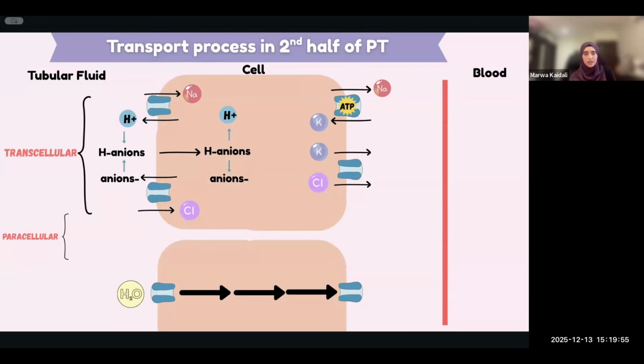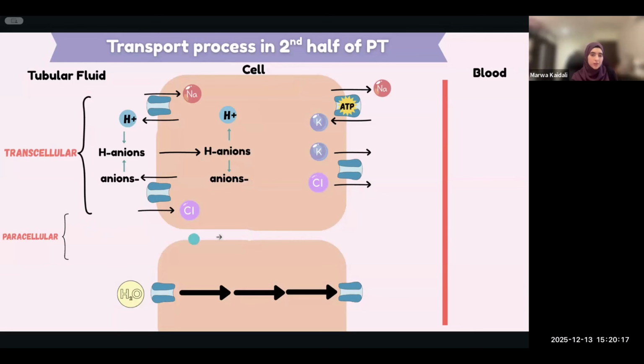Okay? Now the sodium is going to leave the cell through a sodium potassium ATPase, and the chloride is going to leave through a chloride potassium channel. Okay, if you notice, I'm really trying to emphasize the important points. Like for example, this channel, not that high yield, honestly. Okay, so that's it for the transcellular pathway of sodium chloride reabsorption.